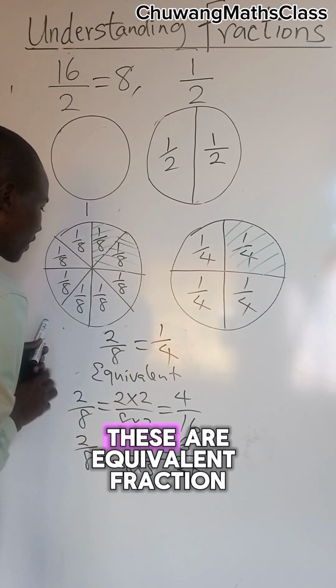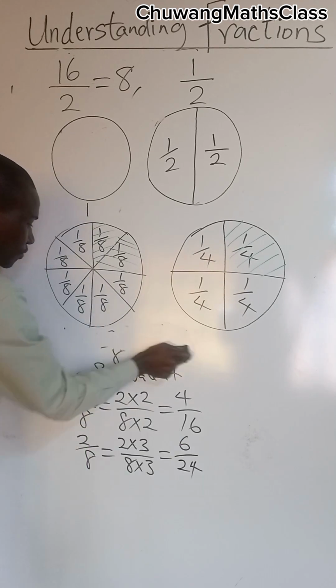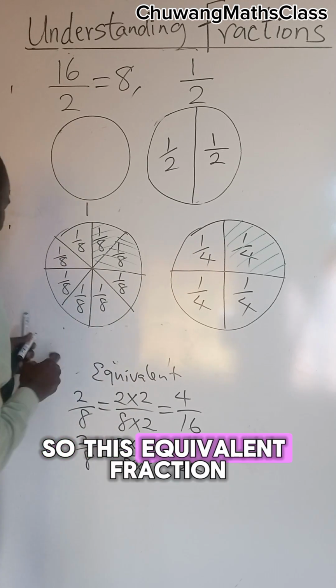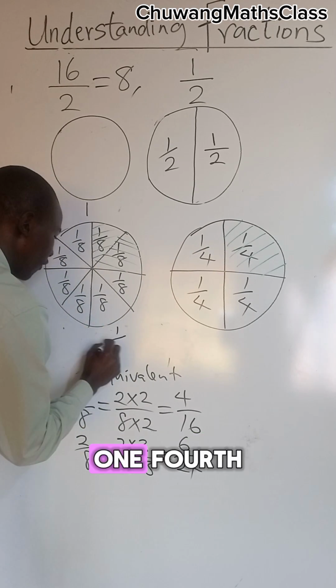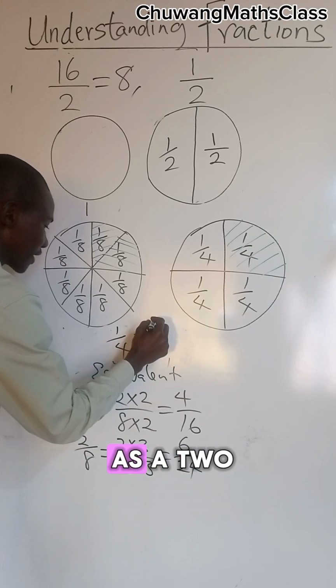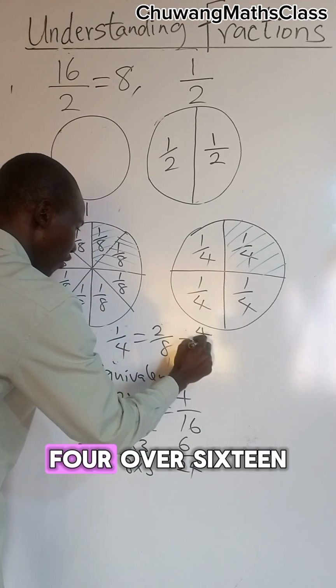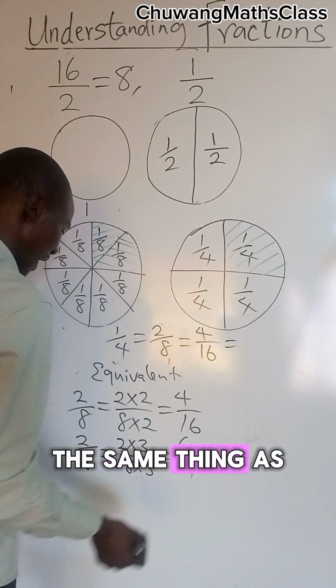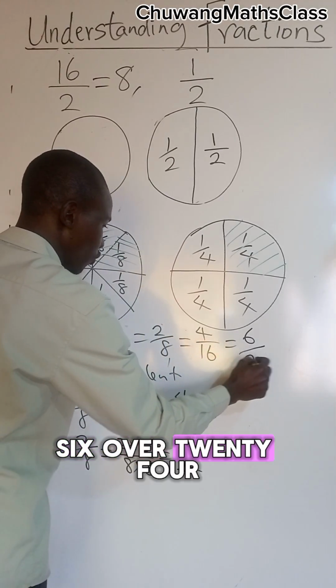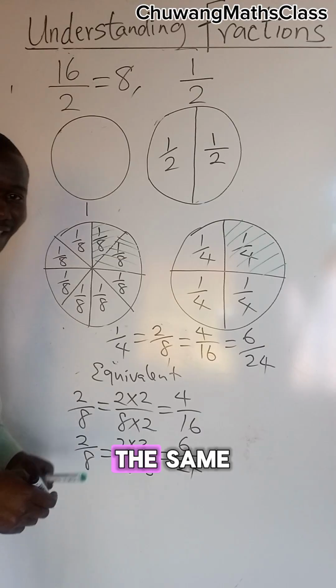Okay, so all of these are equivalent fractions. You see, 1/4 is the same thing as 2/8. It's also the same thing as 4/16, the same thing as 6/24. All of these are the same.